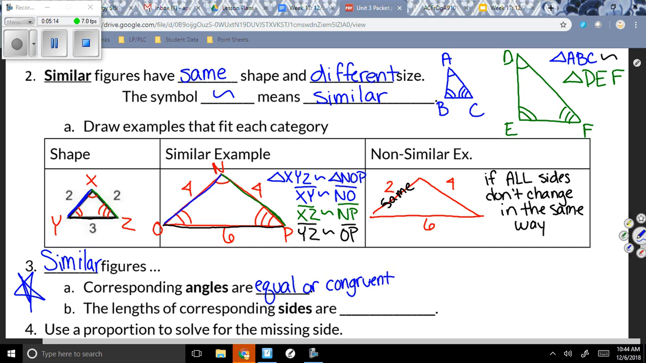And then the next statement is very important. It says the lengths of the corresponding sides are proportional. And that's very important because we just learned about proportions, and we can make a proportion to solve these similar figure problems because they are proportional. So make sure you have put a star by that and you know that the side lengths, the corresponding sides, are proportional.